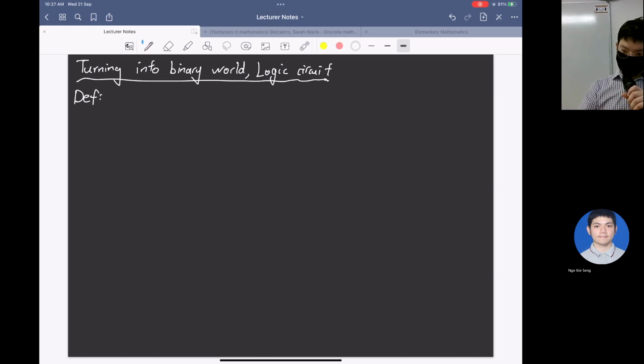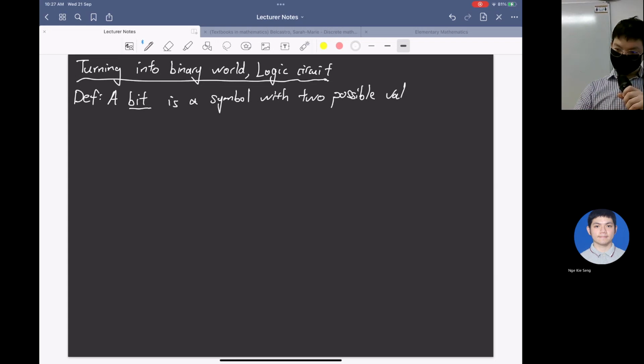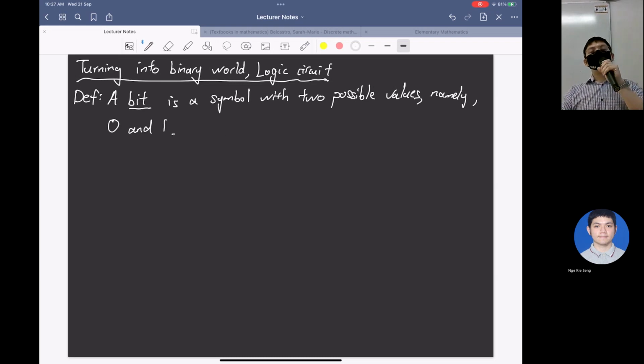Okay, definition. A bit is a symbol with two possible values, namely 0 and 1. So now the computer or laptop machine, they are built out of 0s and 1s. If you go see some videos, the 0s and 1s keep running. So these are called binary digits. So binary digit, they take the first letters, B, I, T, and make bit.